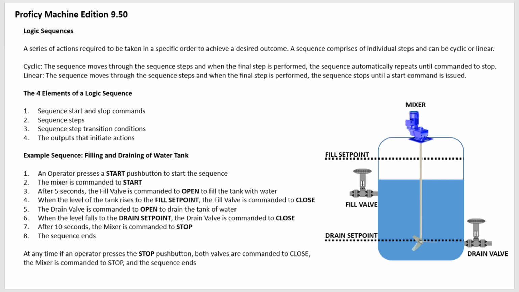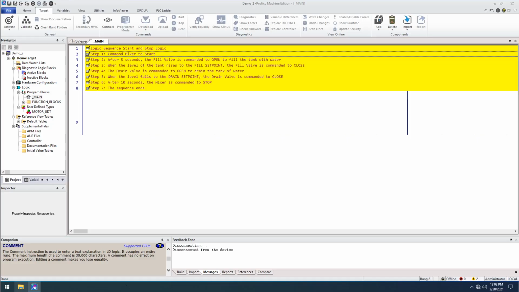And we want it such that any time during the sequence, doesn't matter if we're in step 2 or 5 or whatever, if an operator presses a stop push button, then both the fill valve and drain valve will close, the mixer is stopped, and the sequence ends. So I know there's a lot here to take in, but we're going to step through this one at a time. So let's now jump to Proficy Machine Edition.